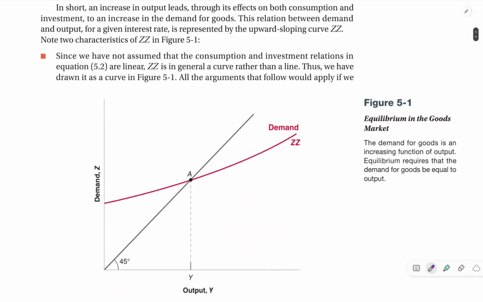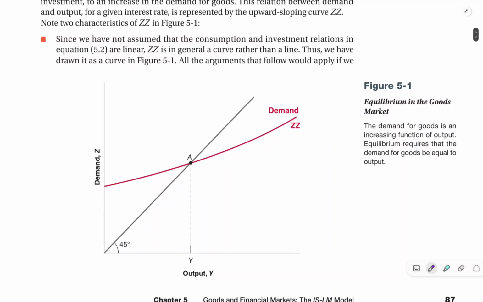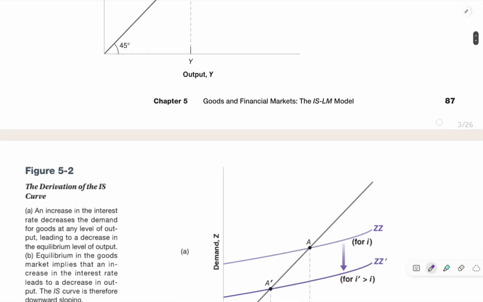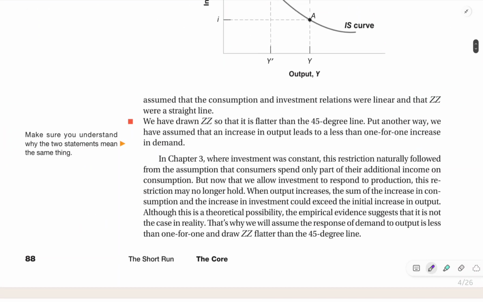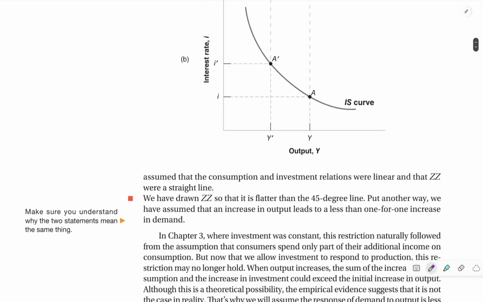Note two characteristics of ZZ in figure 5.1. Since we have not assumed that the consumption and investment relations in equation 5.2 are linear, ZZ is in general a curve rather than a line. Thus, we have drawn it as a curve in figure 5.1. All the arguments that follow would apply if we assumed that the consumption and investment relations were linear and that demand were a straight line.